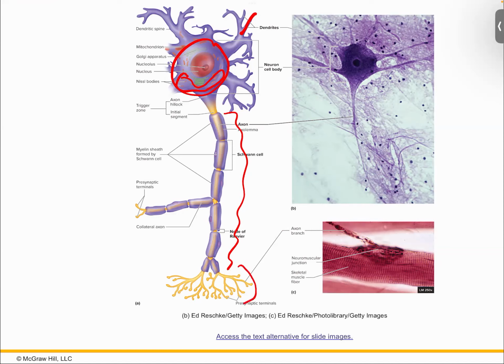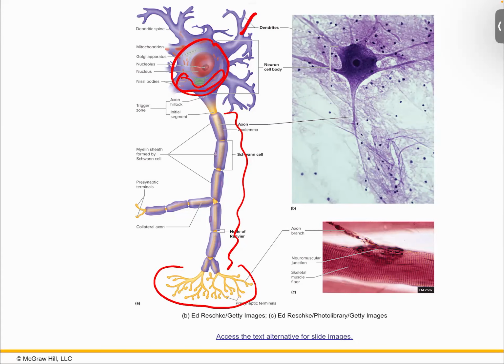And then, of course, you terminate in all these little feet, these presynaptic terminals, which some books will refer to as telodendria. Each one of those little feet basically touches a muscle fiber, right? That's what we saw in the last chapter.